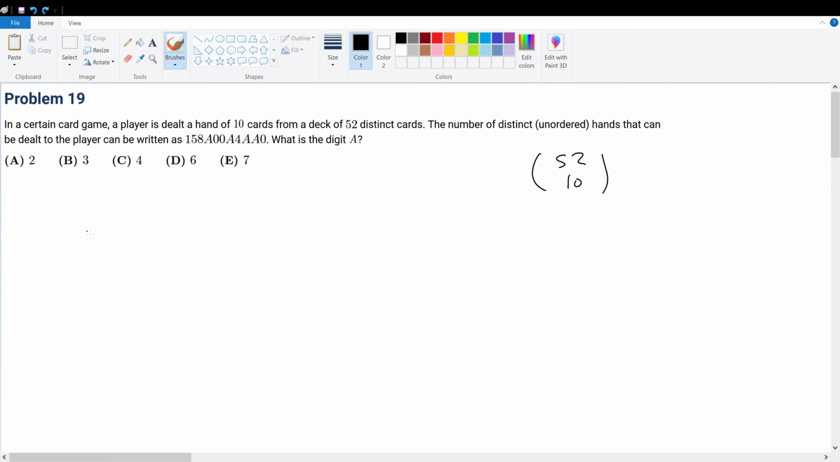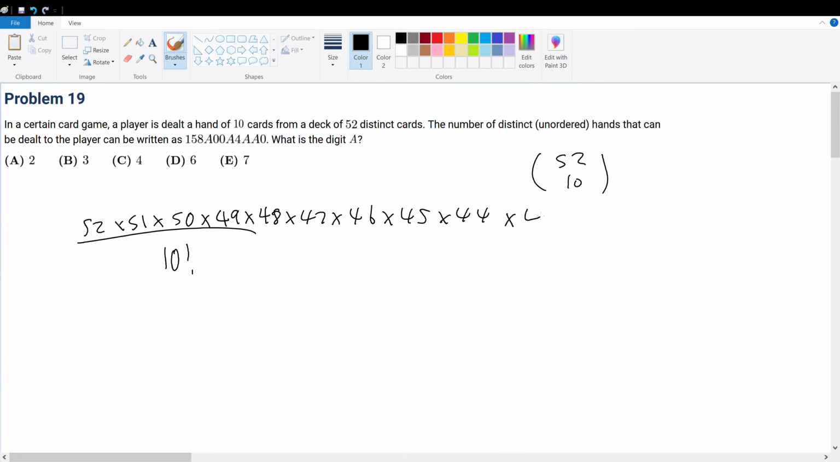So what is 52 pick 10? Well, it is 52 times 51 times 50 times 49 times 48 times 47 times 46 times 45 times 44 times 43, and you see where this is going, times 42 times 41, divided by 10 factorial. Oh, wait, hold on, no, it's divided by 42 factorial, because 52 minus 10 is 42, so we divide out 42 factorial. So that should be the final answer.